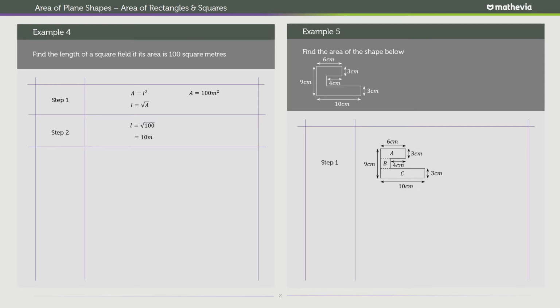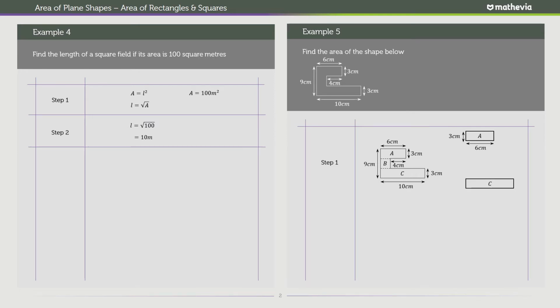So we have a shape like this, and basically we've divided the shape into three. So we have A, B, and C. Now we're going to take the shapes one after the other. Let's start with A. If you look closely, the length of A is 6 centimeters and the breadth is 3 centimeters. Simple.